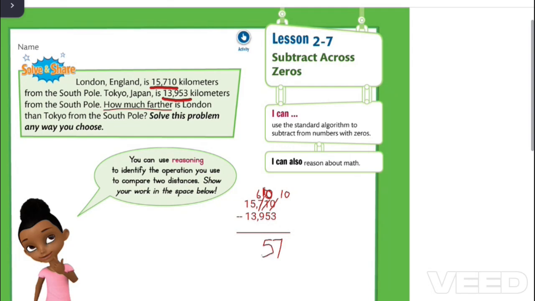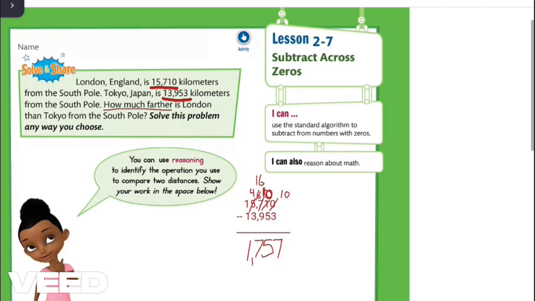6 minus 9, once again, we cannot do 6 minus 9, class, because 6 is too small. 9 minus 6 is 3, but this does not say 9 minus 6. This says 6 minus 9. So what are we going to do? Because 6 is too small, we are going to regroup. This 5 becomes a 4, 1 less, and the 6 becomes a 16, it becomes 10 more. Now 16 minus 9 gives us 7. 4 minus 3 gives us 1. And 1 minus 1 gives us 0, but we don't need to include that.